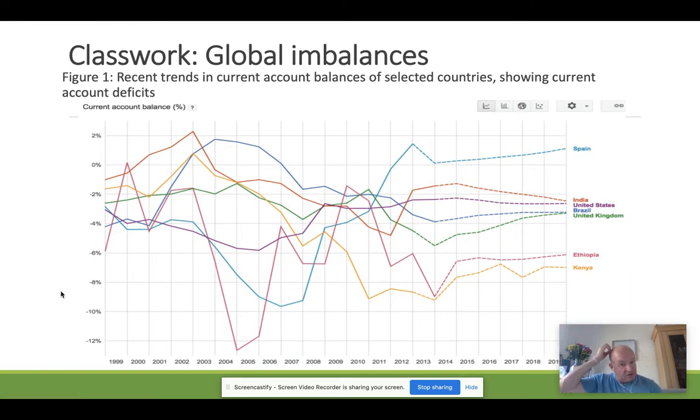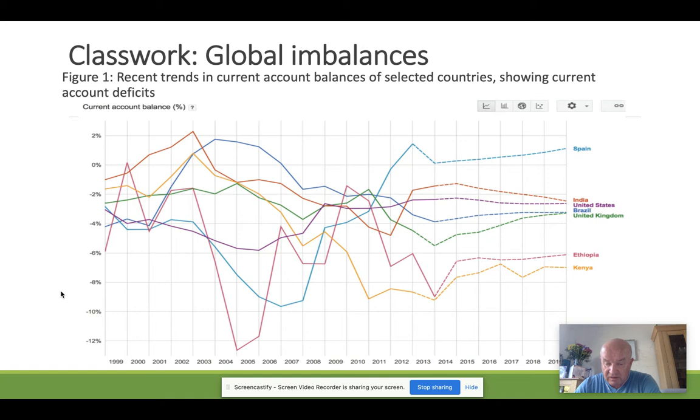Okay, so that's quite a nice summary. Hopefully, you've had a look at global imbalances and what some of the issues are. And here we've got a couple of charts, yet more charts showing a number of different things. Now what I'd like you to do in the first instance is take a look at current account balances as percentages. We've got Spain, India, United States, Brazil, United Kingdom, Ethiopia, and Kenya. Each line has a slightly different colour, running from 1999 through to 2019.